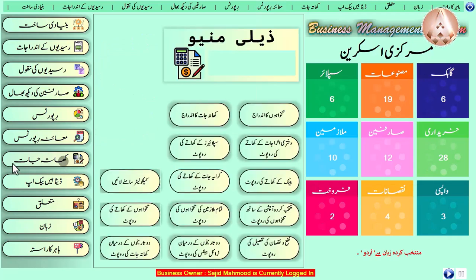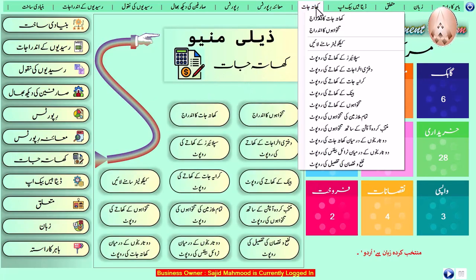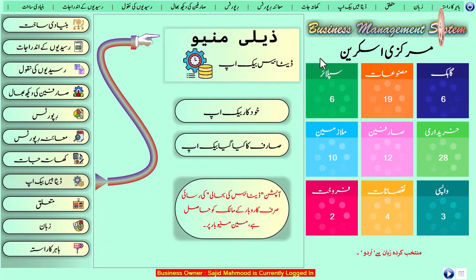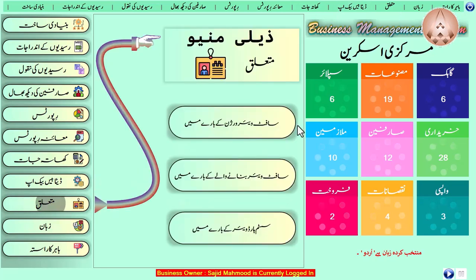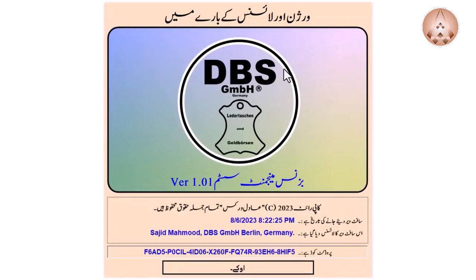Then accounts, khata jat. Then database backup. And about: version and license, business management system version 1, copyrights, Adil Works, release date, license given to, and product key. Okay.